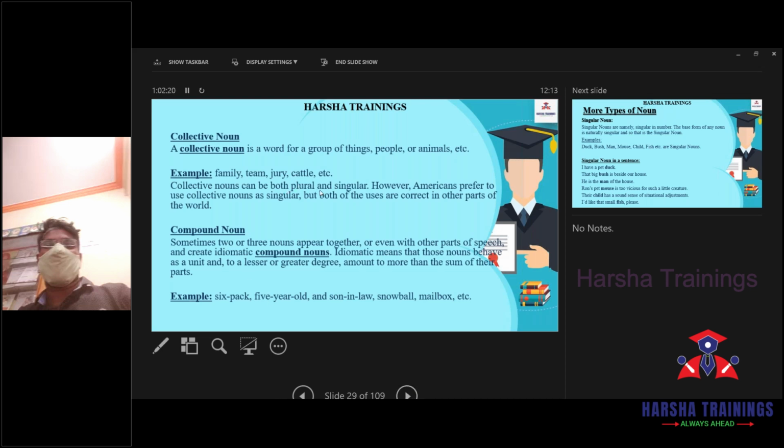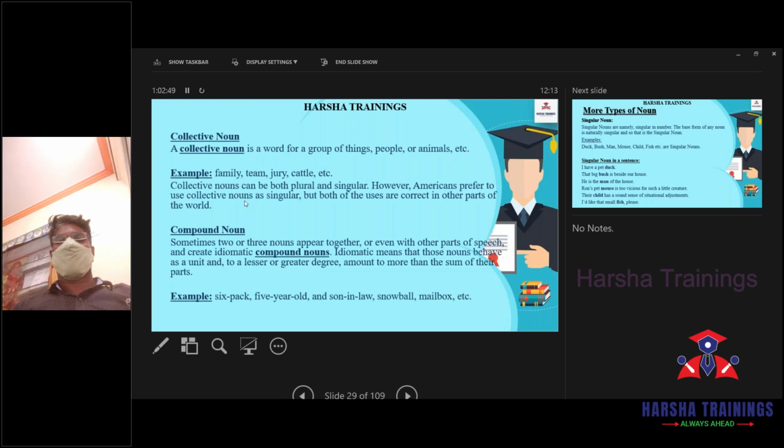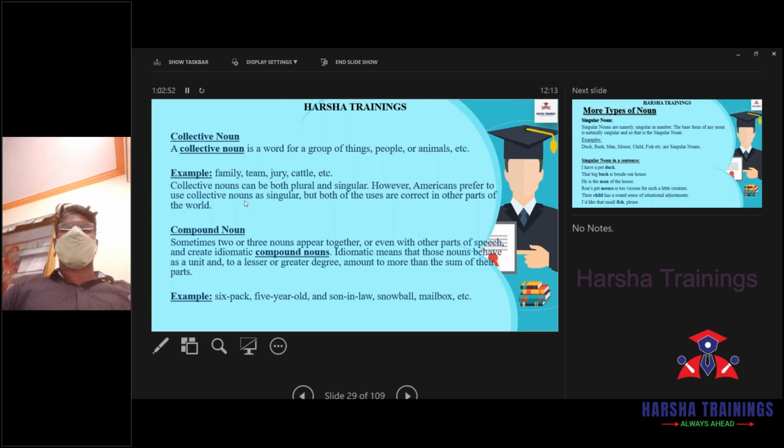Collective nouns can be both plural and singular. You can't say families. There is a group of people in a family, but still it's a family. It is not families. Americans prefer to use collective nouns as singular, but both uses are correct in other parts of the world. In America, people use collective nouns as singular. They only say family, cattle. Cattle itself means a group of animals.